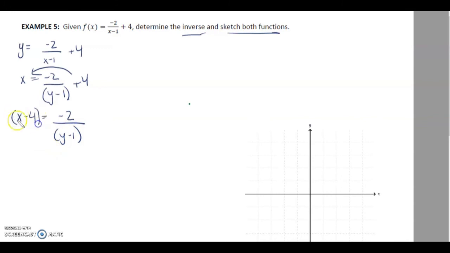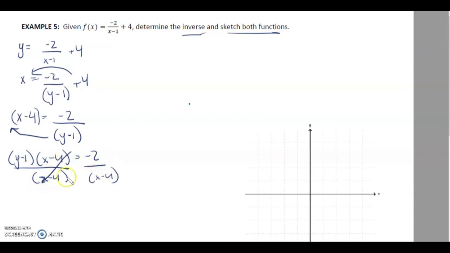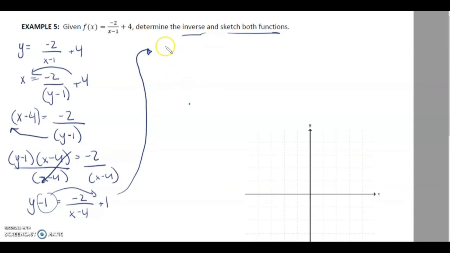Now, if we bracket the x minus 4, treat that as a binomial, we can cross multiply the y minus 1 up. Okay, do not expand these because you're going to get an xy term and that's going to be a disaster to get rid of. Instead, divide both sides by x minus 4. So all we did is essentially bring y minus 1 up, x minus 4 down, and we get y minus 1 equals negative 2 over x minus 4. Take this negative 1, now no longer treat it as a binomial. We can just graph it as plus 1. Okay, so now we have the inverse function is negative 2 over x minus 4 plus 1.